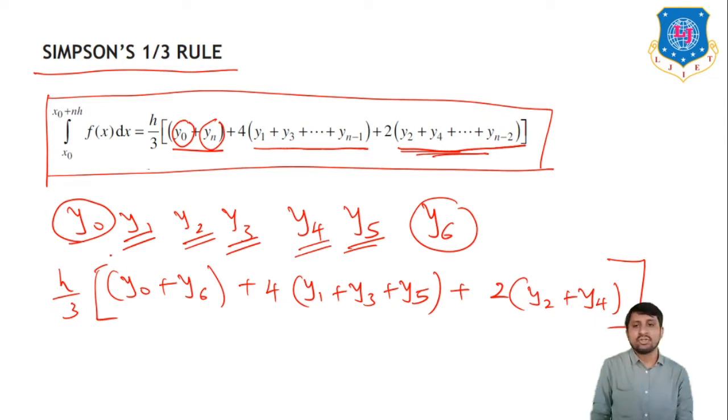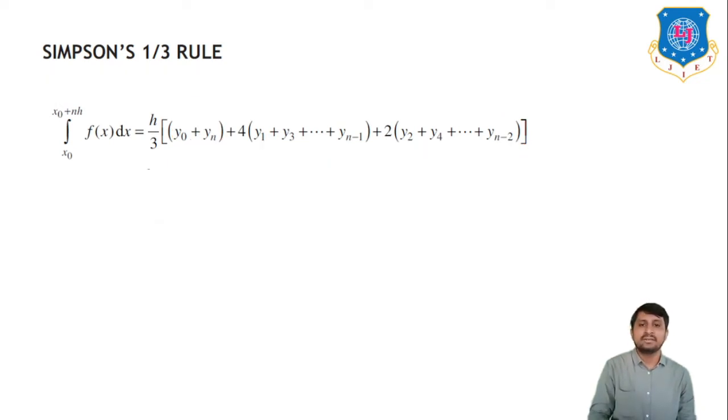Suppose you have y0, y1, y2 up to y5. Suppose y6 is not there, only up to y5. So here you have y0 plus y5, first and last entry, so here you cannot use y5 again. Easy to understand. So every student, please remember this important thing.